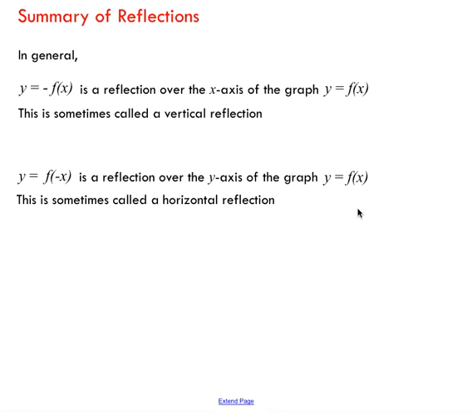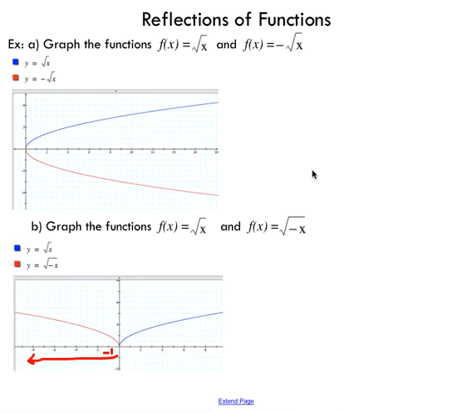Okay, so I just want to quickly summarize the reflections that we just saw. So in general, if I take a negative sign and I multiply by a function, any function, not just the root function, you end up with a reflection over the x-axis. Sometimes this is called a vertical reflection. If we put that negative inside the function, you see a reflection over the y-axis. And sometimes we call that a horizontal reflection. And that's what we just saw with these two graphs here.